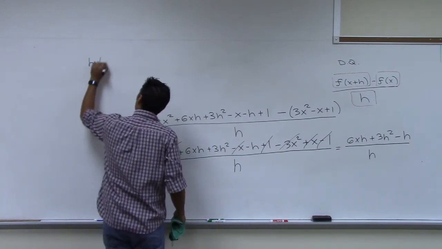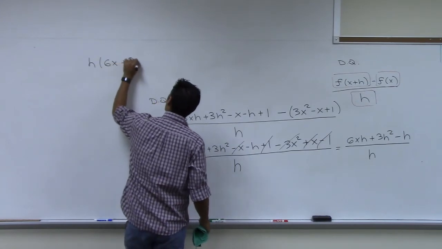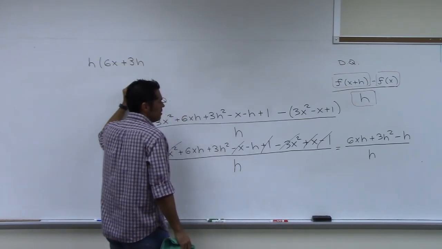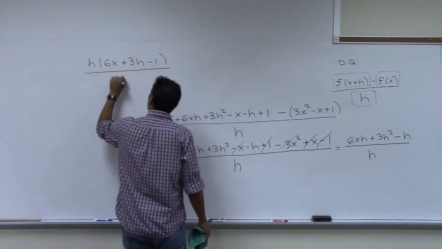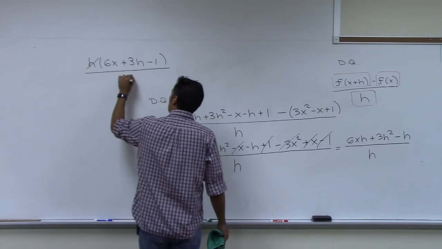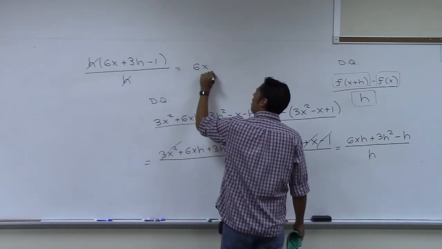H comes out. I'm left with 6x plus 3h. And then, very important here, what's still there? Minus 1, all of that over h. And then you cancel the h's. So when you cancel the h's, all you're left with is what was on top.